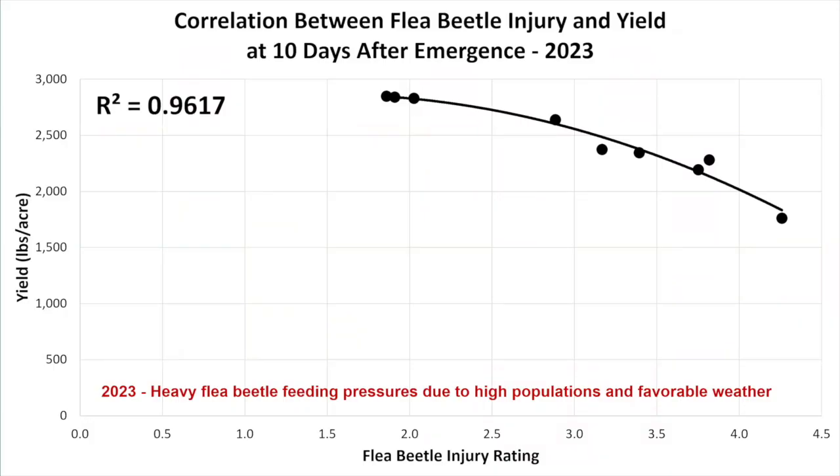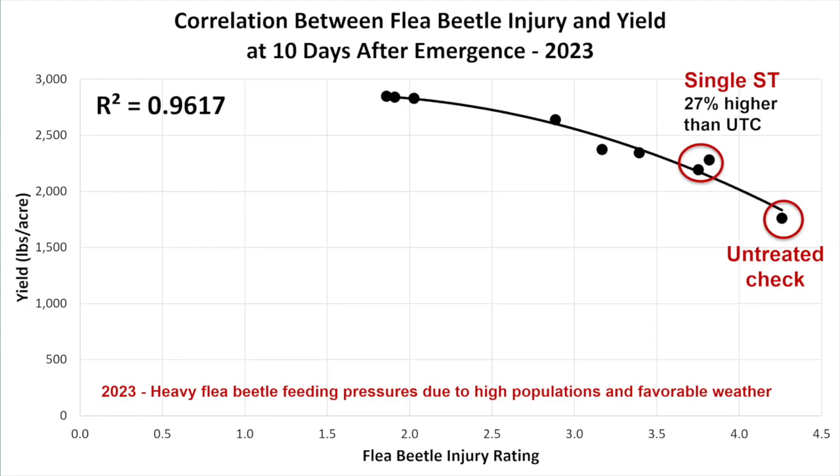This probably better shows the differences with the injury and yield, looking at the relationship. Again, we had very heavy flea beetle pressures that year. Again, the untreated check had the highest injury rating and then the lowest yield, followed by the single seed treatment, the neonicotinoids, but it was 25% higher than the untreated check.